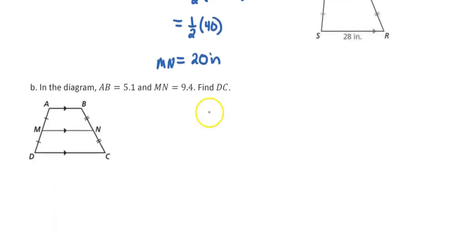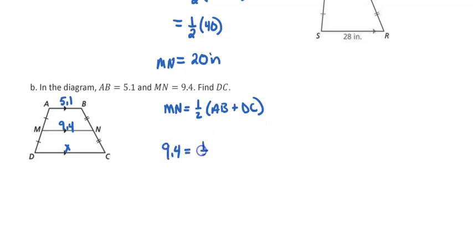All right, in the diagram, AB is 5.1. Let's label that. MN is 9.4. Find DC. So I'm going to call DC x. I know that MN is half the top base plus the bottom base. So let's fill in what I know. MN is 9.4. That is half of 5.1 plus x.